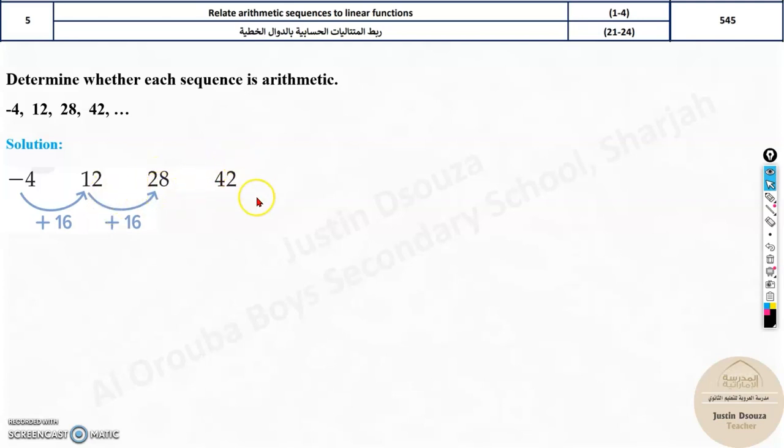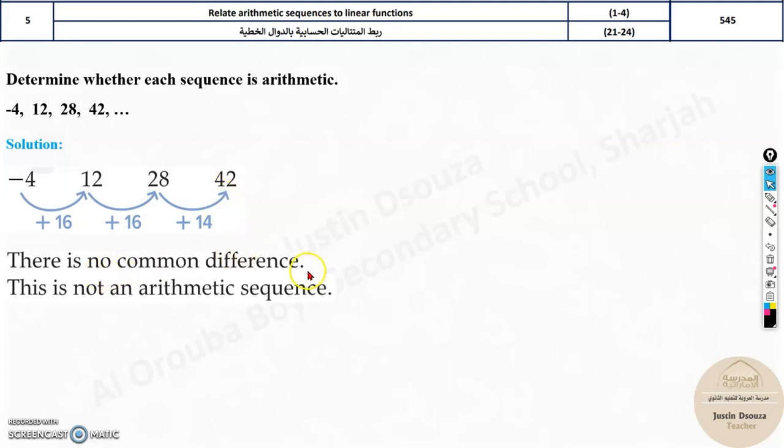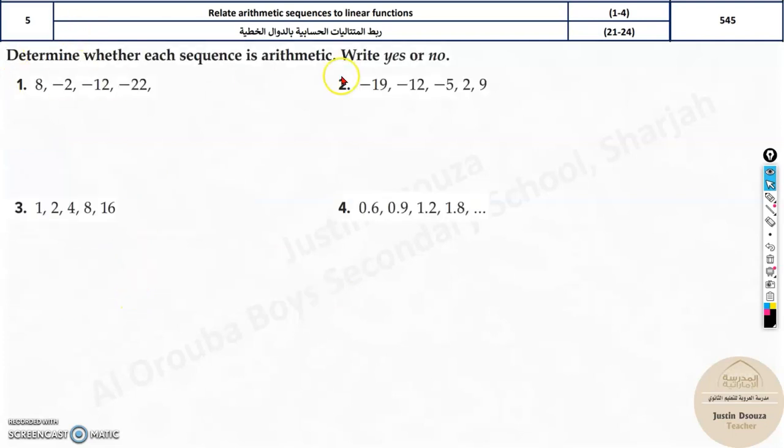Yes. But what about 42 minus 28? You can see this 4 and 10. So it's 14. So this is not an arithmetic sequence because there is no common difference, and hence the answer is no. Similarly, please try them by yourselves and check the answers. Over here, the answers are as follows: yes, yes, no, and no. Over here, you can see there is no common difference.